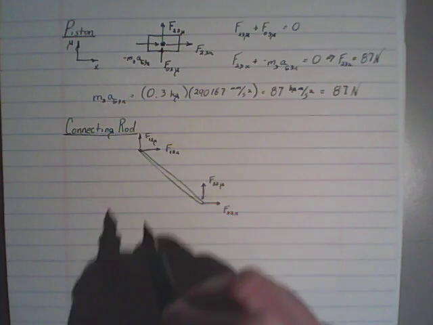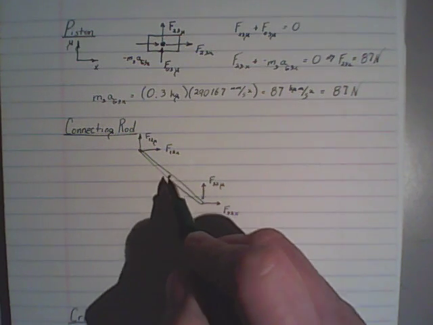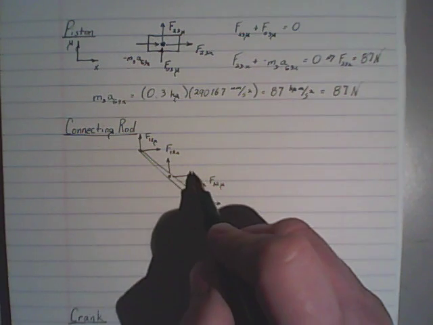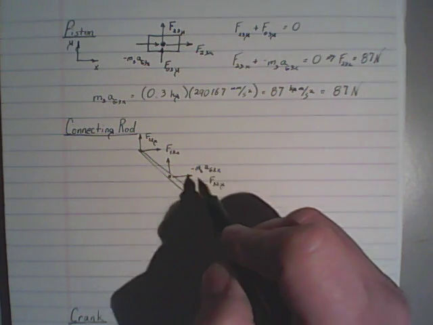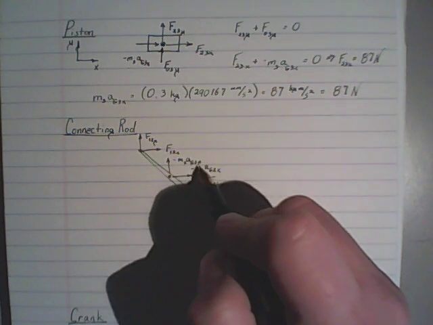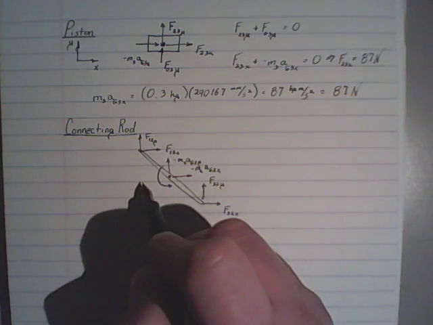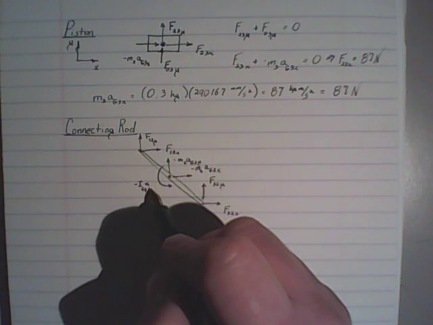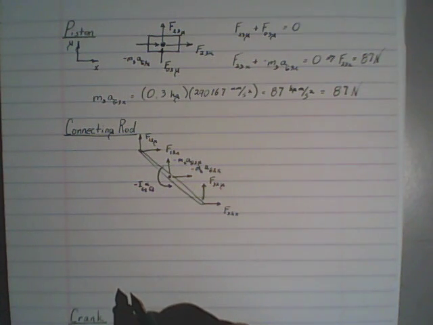F1_2y. We were given a center of gravity for the ConRod at its center, so we will have inertial forces acting on it as well: negative m2 a_g2x, negative m2 a_g2y, and a rotational inertia force, negative I_g2 alpha 2. So, this is fairly complex.